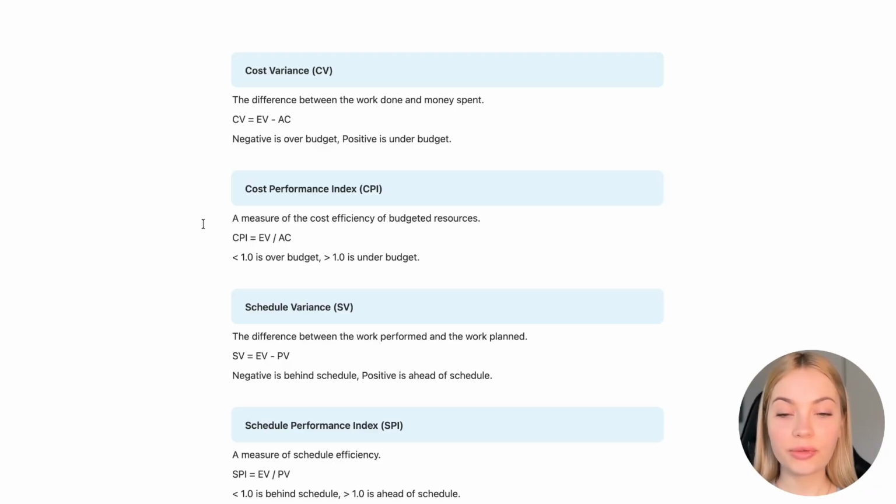Then we have schedule performance index. It's the measure of schedule efficiency. Schedule performance index equals earned value divided by planned value. If it's less than 1, it means that we're behind the schedule, while more than 1 means that we're ahead of schedule.